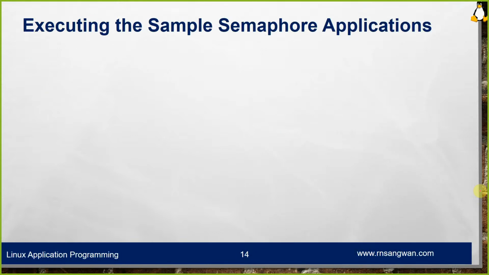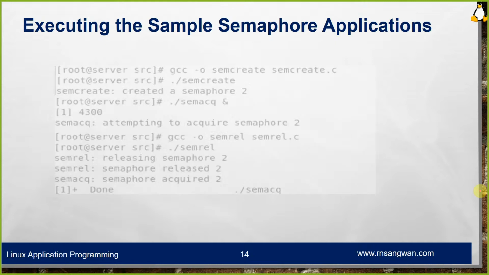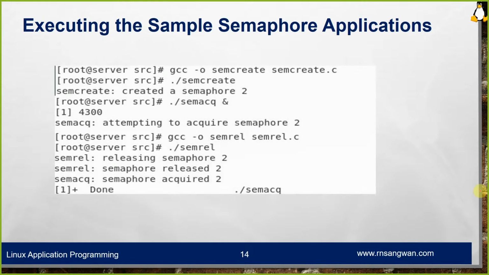Executing the sample semaphore applications. This is the same example that I used in the discussion so far. gcc semaphore create. So we are compiling the program, we are running the program, and you will get the message: semaphore created a semaphore with the identifier 2.